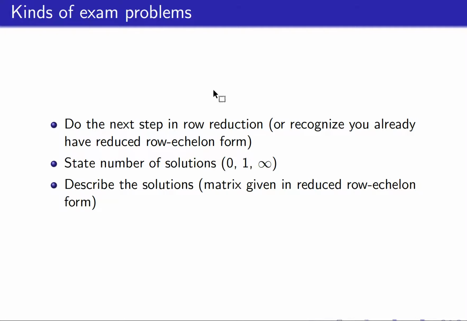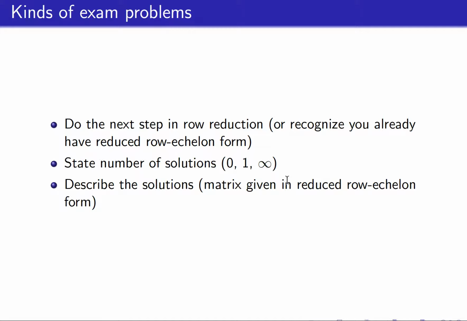So, the kinds of exam problems you might have on this section, you're going to have a bunch of them. There are going to be types that say do the next step in row reduction, or alternatively recognize you already have reduced row echelon form. In other words, that it's done. So you'll be able to recognize that. Another kind of problem is just how many solutions are there? Say 0, 1, or infinity. And finally, describe the solutions. So, give the solutions. What will be given to you is a matrix in reduced row echelon form.